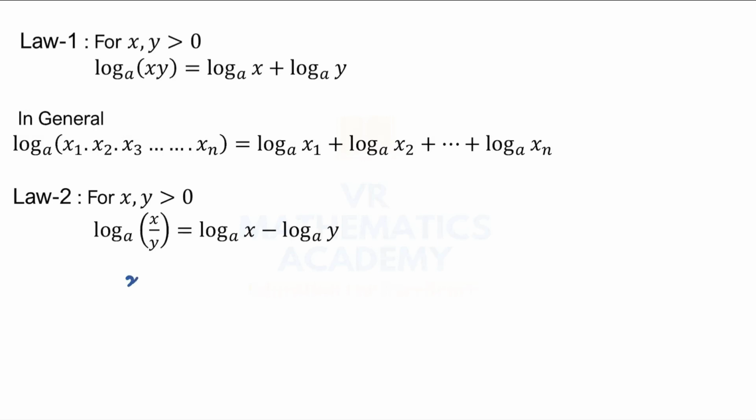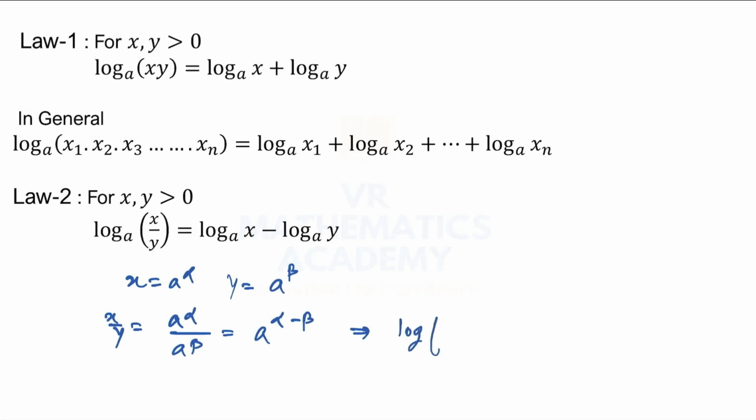For proving the second law, we will also take x equal to a raised to the power alpha and y equal to a raised to the power beta. Now x over y is equal to a raised to the power alpha over a raised to the power beta, which can be written as a raised to the power alpha minus beta. Now by applying the definition of logarithm, log of x over y with base a will be equal to alpha minus beta, where alpha is equal to log x base a and beta is equal to log y base a. So we have proved law 2.